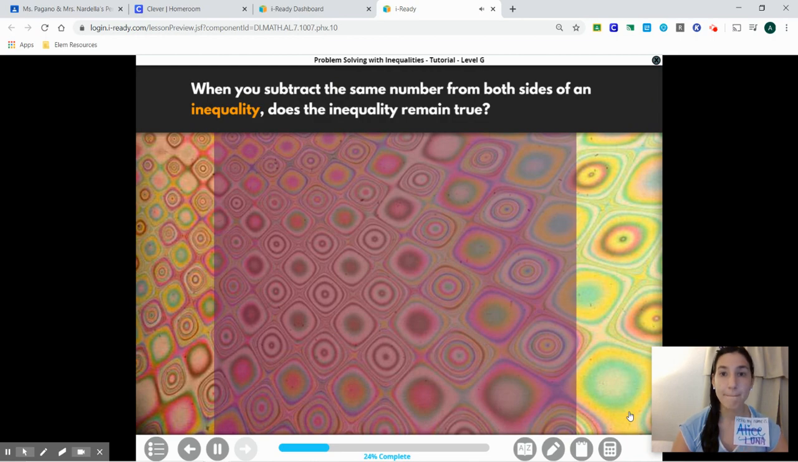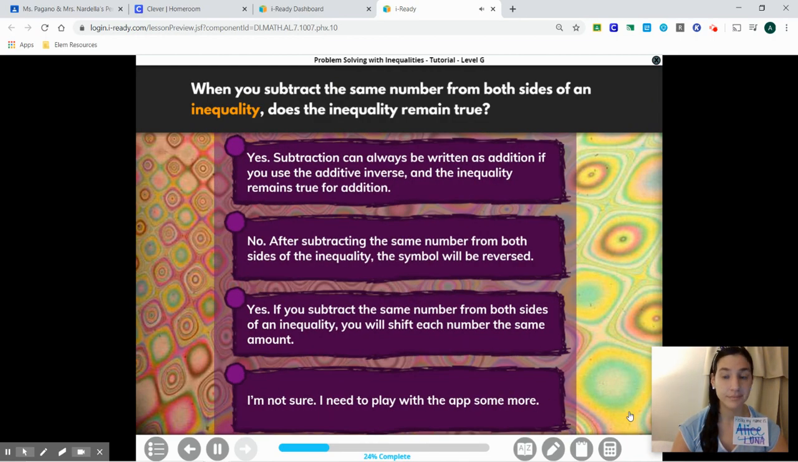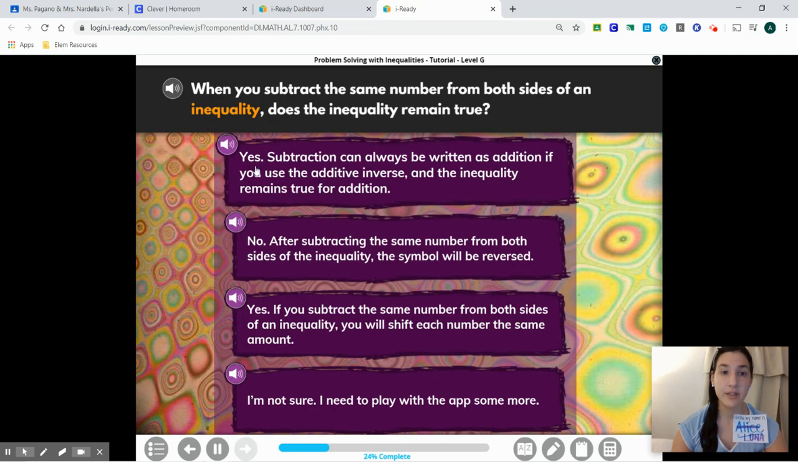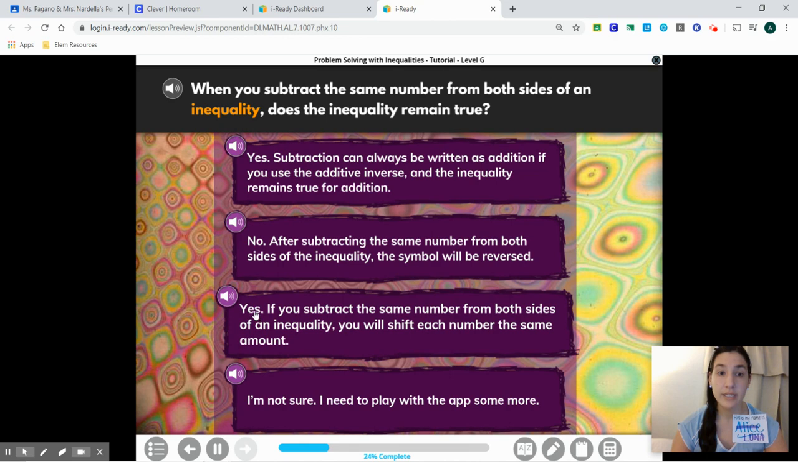Is subtraction going to be different? When you subtract the same number from both sides of an inequality, does the inequality remain true? Yes. Now let's look at our two yes answers. Yes, subtraction can always be written as addition if you use the additive inverse and the inequality remains true for addition. Or, yes, if you subtract the same number from both sides of an inequality, you will shift each number the same amount.